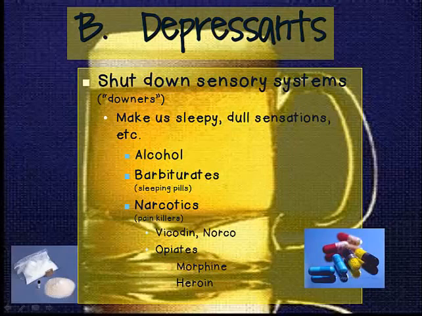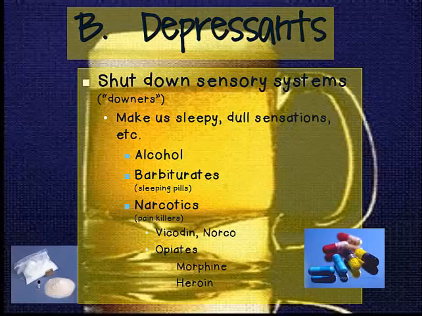First, we'll talk about depressants. These are substances that shut down our sensory systems. They make us sleepy, they dull our sensations, whether it be pain or sometimes they'll make us feel tingly, that sort of thing. Some examples: alcohol is a depressant. It makes you tired. It impairs your judgment. It shuts down that sensory system. We find that alcohol actually tends to affect the cerebellum, which, if you remember, is the part of the brain that's responsible for balance and coordination.